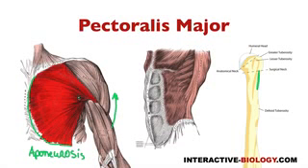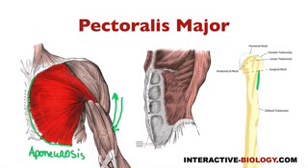Now, what's going to happen when the sternocostal portion contracts? Well, one of the things that it's going to do is it's going to extend the arm. So it's actually working opposite to the clavicular head. It's going to extend the arm. So we're moving it back down. That's one of the actions.